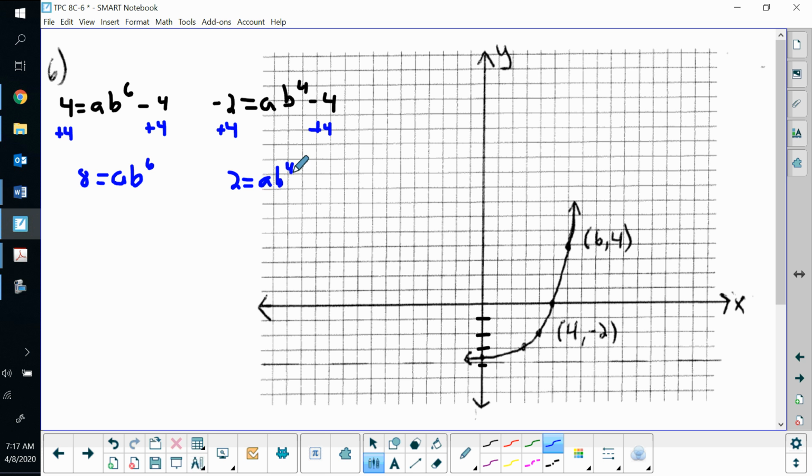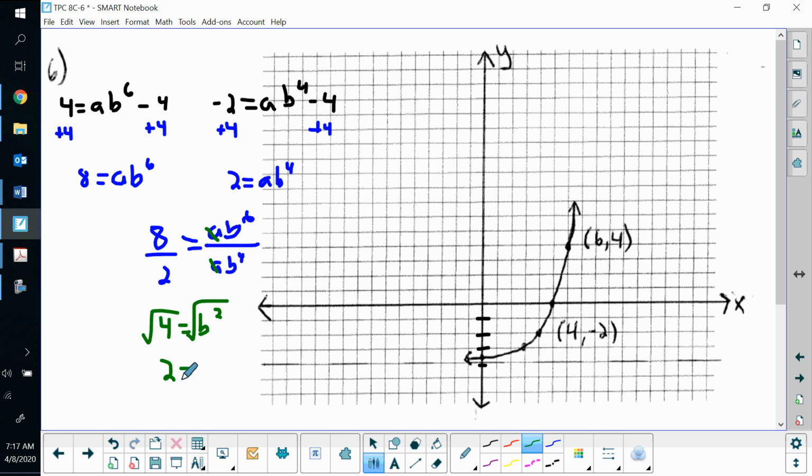Our next thought is which is the bigger exponent, which is the 6 in this case. So the 8's going to go over the 2. And the ab to the 6th is going over the ab to the 4th. Divide the left, we get 4. The a's divide out. We'll get b squared. We'll take the square root. Normally we need a plus minus, but b can't be negative, so we just take the positive.